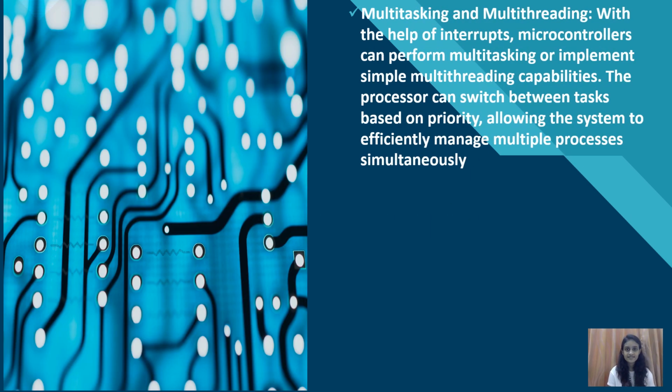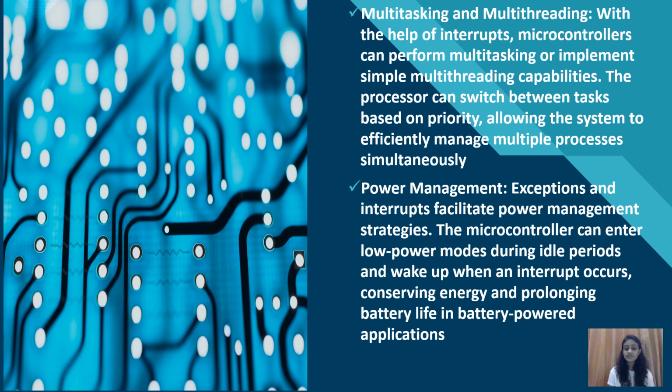Next comes multitasking and multi-threading. With the help of interrupts, microcontrollers can perform multitasking and multi-threading. The processor can shift between tasks based on their priorities, allowing the system to effectively manage multiple processes simultaneously. And next comes power management. Exception and interrupts give many strategies for power management. We have heard about low power mode. When exceptions have not yet occurred, the microcontroller goes to low power mode and wakes up only when the exceptions occur. In this way the battery life can be prolonged and power management occurs, and this is the application of battery power mode.